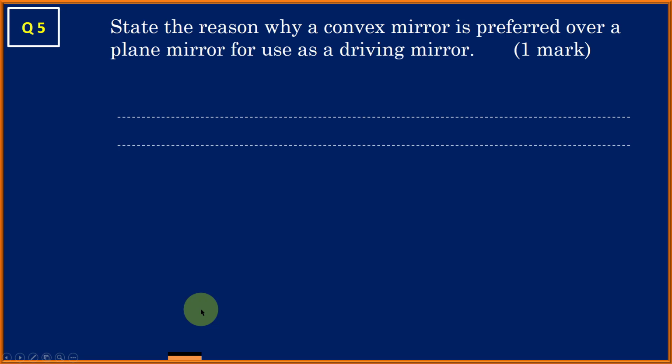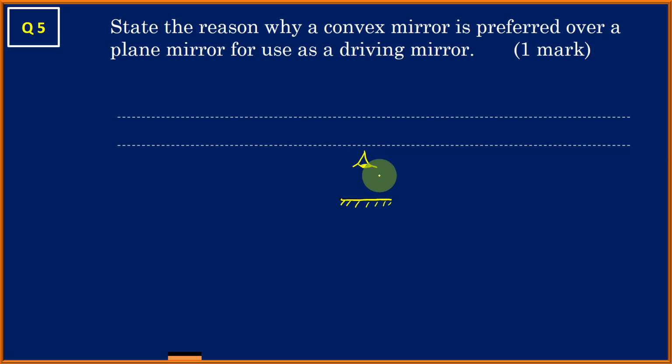Let's look at question number 5. State the reason why a convex mirror is preferred over a plane mirror for use as a driving mirror. You find that when you are using a plane mirror, for example, let's assume that this is the size of the plane mirror, and this is the eye of the driver.